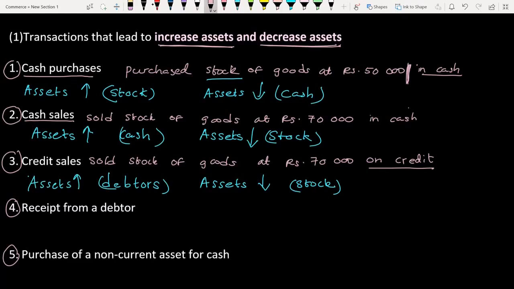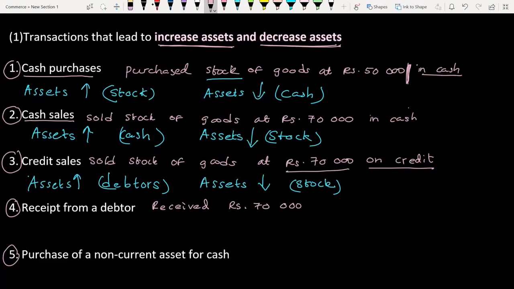Okay, the next possible transaction is receipt from a debtor. A debtor is a customer who owes to the business. Now the business receives cash from a debtor. So how do we write this transaction? We can say received. Let's put a value, rupees 70,000. Let's say the business receives cash of this credit sale from the debtor.